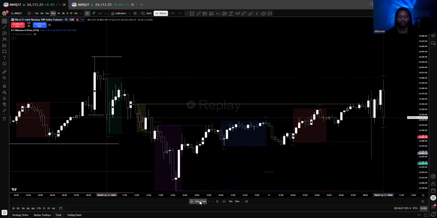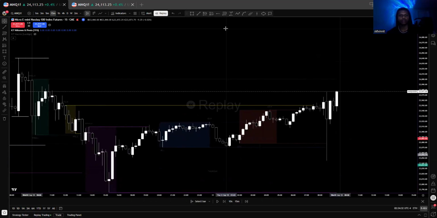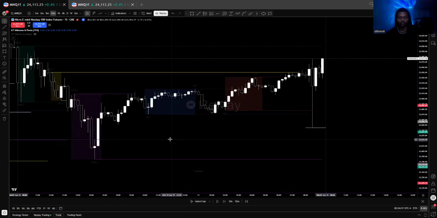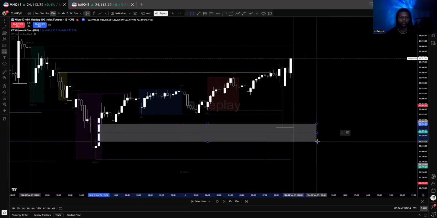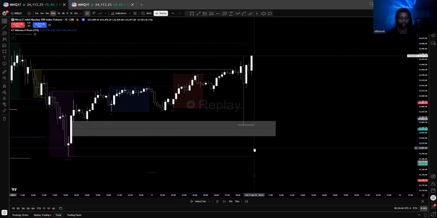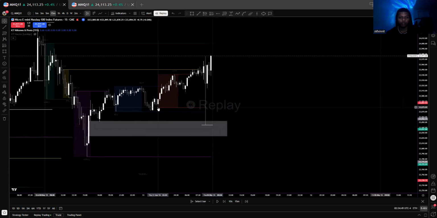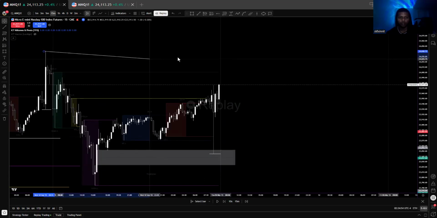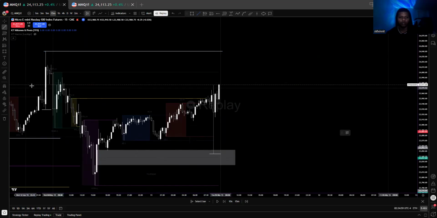We got another data low. That's like a perfect 15 minute fair value gap. And still nothing. I'm not going to see anything but to sweep this high and come back up to this high. Probably previous day's market open high.